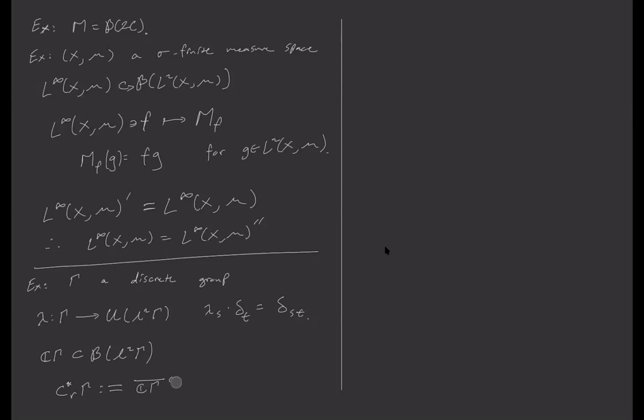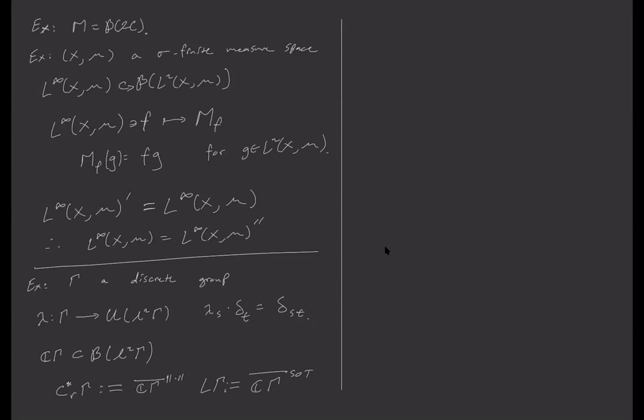But then you could also consider the strong operator closure, and that gives you a natural von Neumann algebra, which we call the group von Neumann algebra. So this is the strong operator topology closure. So both of these are highly studied objects, and probably many of you are familiar with most of them.